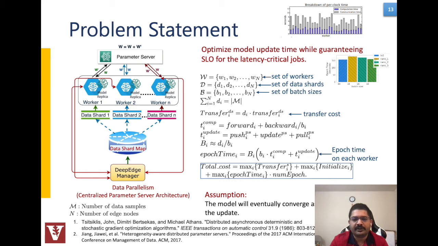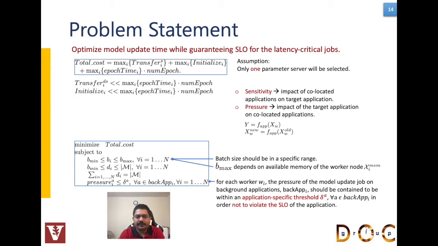Initialization cost is the time taken to start the deep learning model update job, and the total cost is a summation of the max of transfer cost, the max of initialization cost, and the max of epoch time among workers multiplied by the number of epochs to reach the desired accuracy level. Now we formulate the optimization problem to minimize the total cost, subject to some constraints.